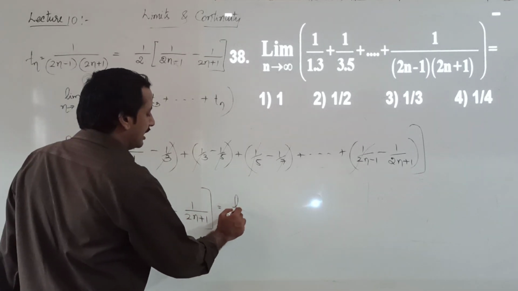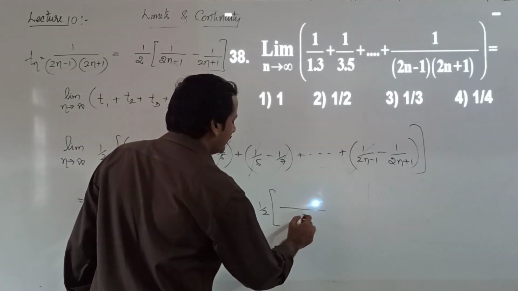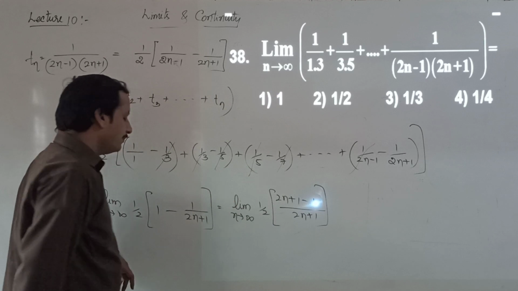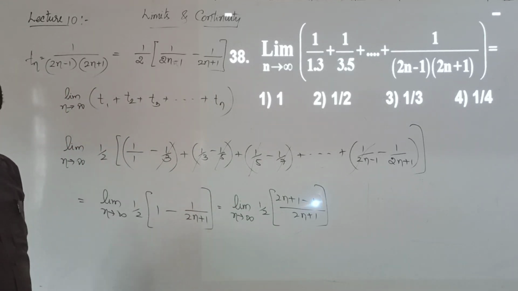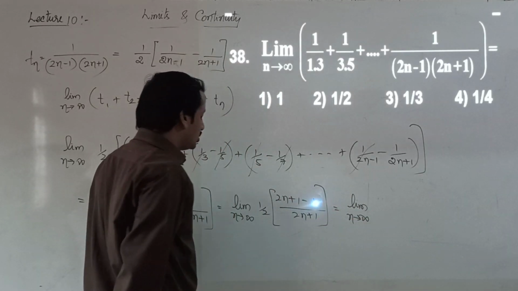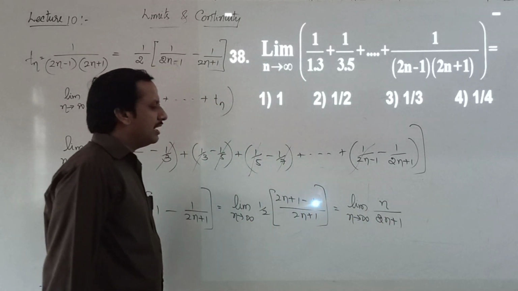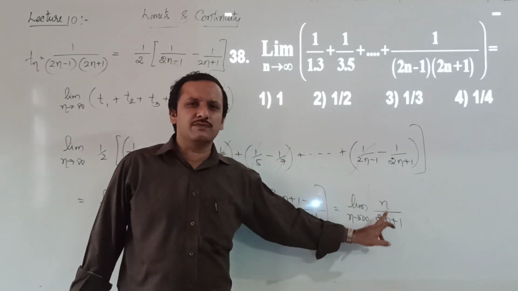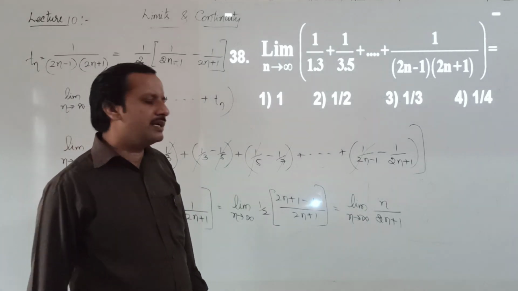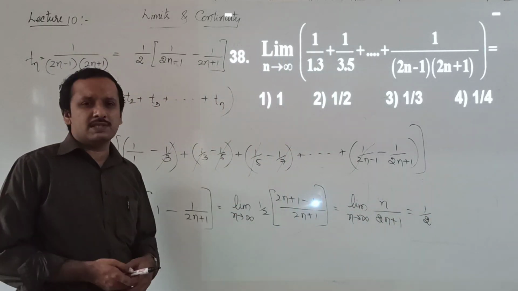That's equal to limit n tends to infinity 1 by 2 into, take LCM, 2n plus 1. This numerator will become 2n plus 1 minus 1. Okay? Now 1 gets cancelled. Here 2 gets cancelled. So this leaves us with limit n tends to infinity, n by 2n plus 1. Now observe that both are polynomials of the same degree and n tends to infinity. Now the answer is the coefficient of highest power of n divided by the coefficient of highest power of n. So answer will be 1 by 2. 1 by 2 means second option.